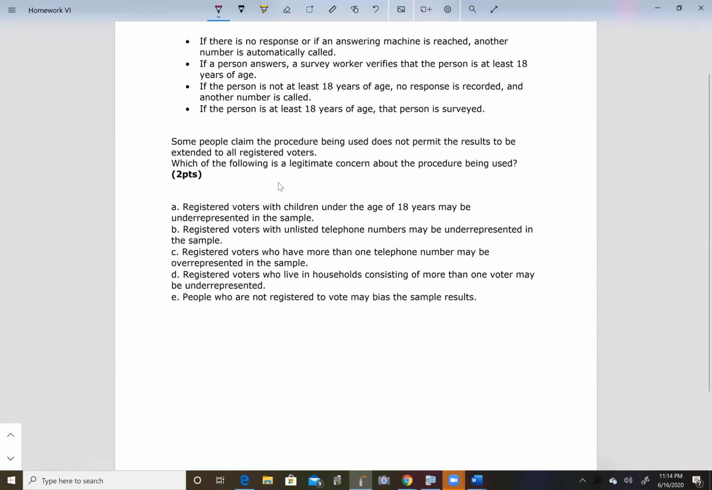We're trying to understand what registered voters wanted, but they didn't get a list of just registered voters. So the answer is E. People who are not registered to vote may bias the sample results.